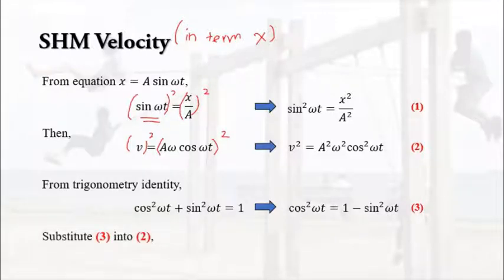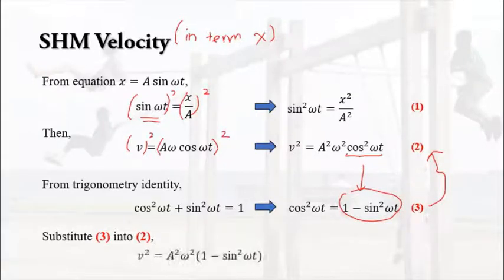So you substitute this 3 into 2. You substitute this one into our second equation. That means this part, we want to remove it, and we are going to replace it with this part. Why? So that after this, we can put our equation 1 into our new equation. So we have v squared equals a squared omega squared bracket 1 minus sine squared omega t. I'm going to call it equation 4 for now.